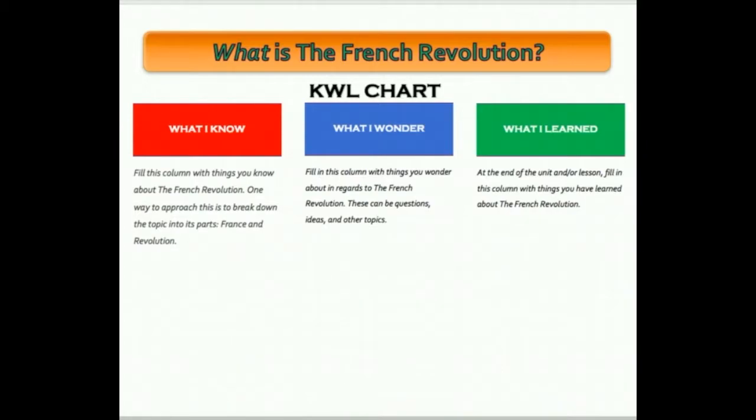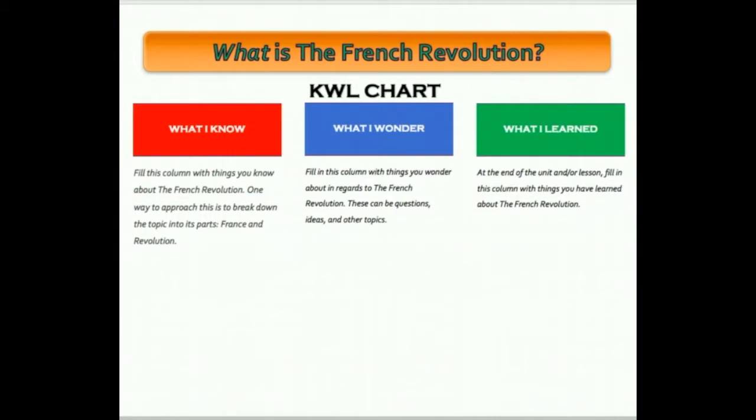One way to approach this is to break down the topic into its parts, France and Revolution. Based off of the pictures I showed to introduce this topic, we know that the French Revolution has battles and conflicts, looks at ideas of liberty, equality, and fraternity, as well as the fact it occurred in France. Add any other things you know about the French Revolution here.